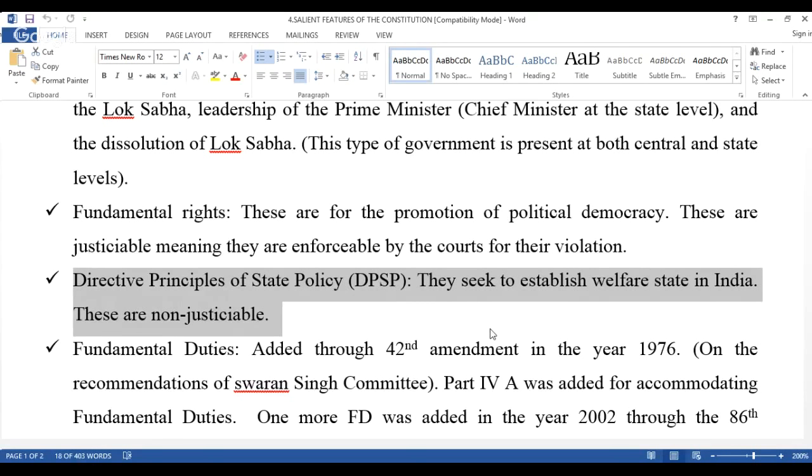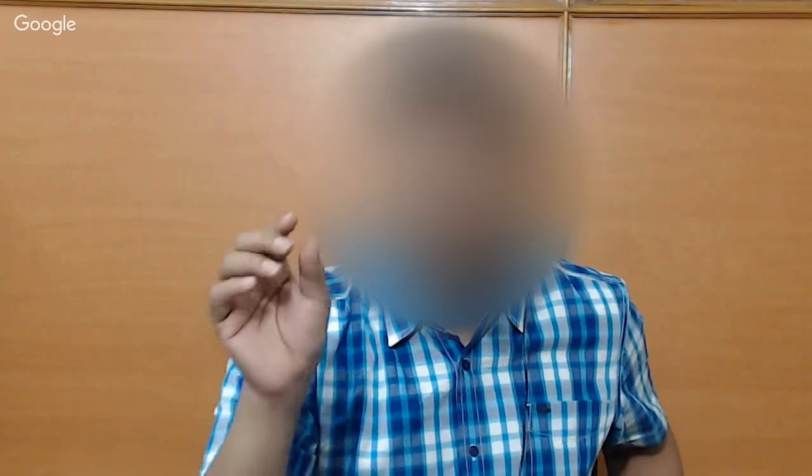But these are non-justiciable, meaning if the government does not perform any function under the DPSP, then during that time, I cannot go to the court. If I go to the court, the court will reject my petition because it is coming under a DPSP, meaning DPSP is non-justiciable.